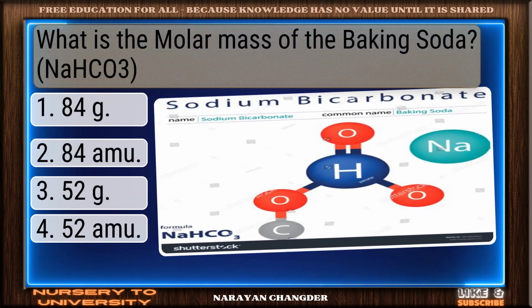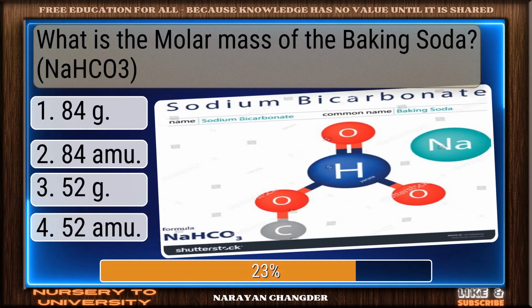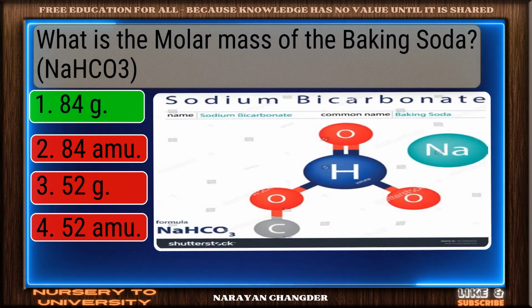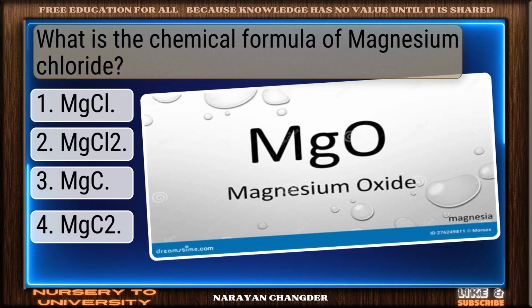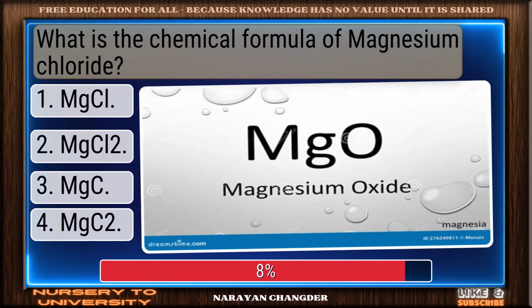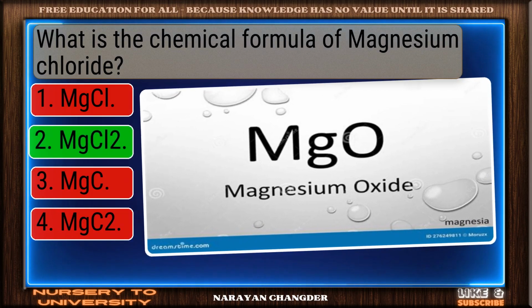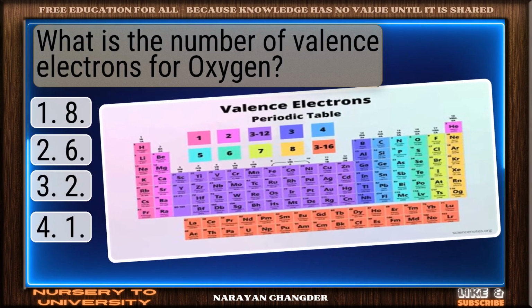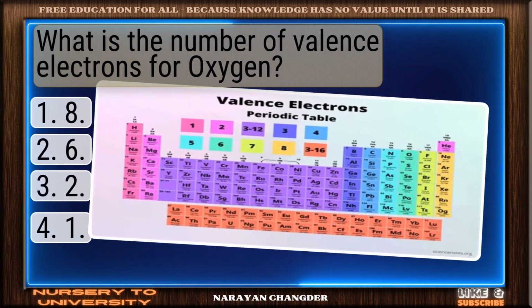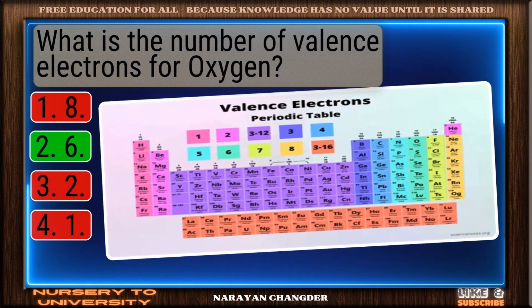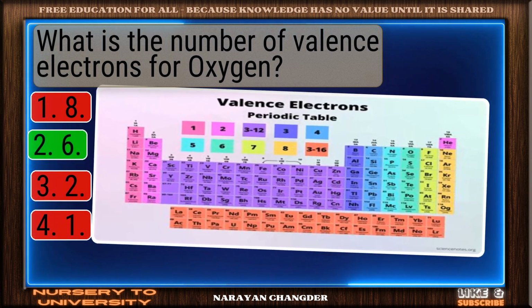What is the molar mass of baking soda? On track. A4G is the correct answer. What is the chemical formula of magnesium chloride? Strong choice. MgCl2 is the right answer. What is the number of valence electrons for oxygen? Smart pick. 6 is the correct choice.